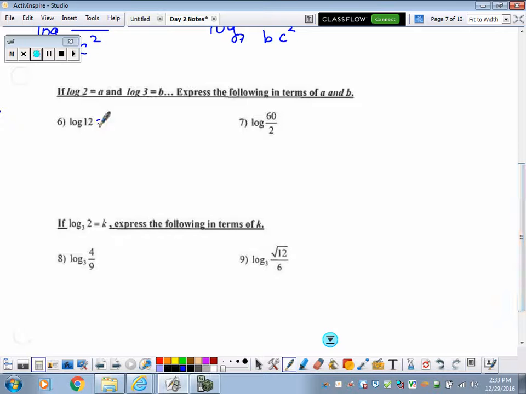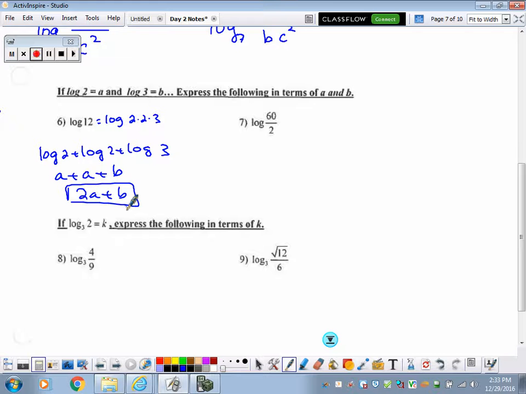12 can be simplified as log 2 times 2 times 3, or 2 squared if you would like. So that means that we'll have log 2 plus log 2 plus log 3. Log 2 is an a, another a, log 3 is a b, so we have 2a plus b.